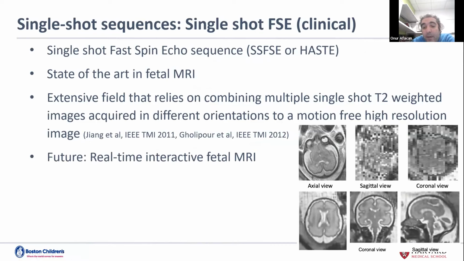Here is an example. Since this is a single shot, in the axial, which is the original acquisition orientation, the images are good. But when you look at the sagittal and coronal views, you see that the images show great motion artifacts. So what we can do is acquire an axial image, a sagittal image, and a coronal image, and combine these into a 3D reconstruction.